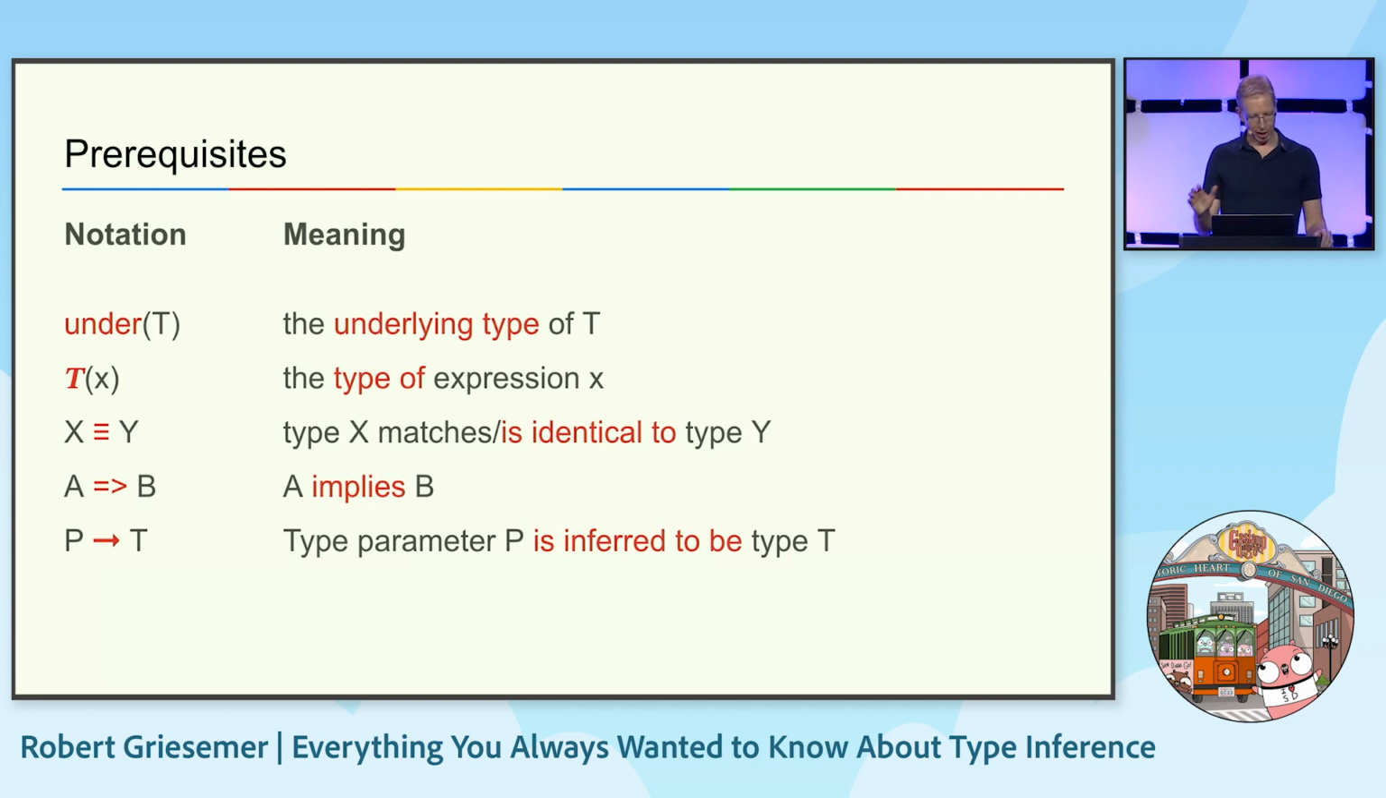I'm using this slanted fat T here to denote the type of an expression. I'm using this triple equal sign to express that the two sides on the left and the right have to be equal or identical. The double arrow means implies, of course, and the single arrow means that what's on the left-hand side is a type parameter, and it's inferred to have the type T, which is on the right-hand side.